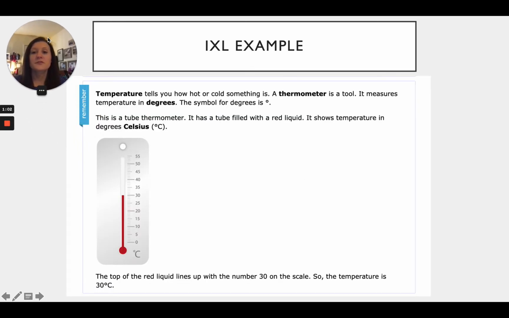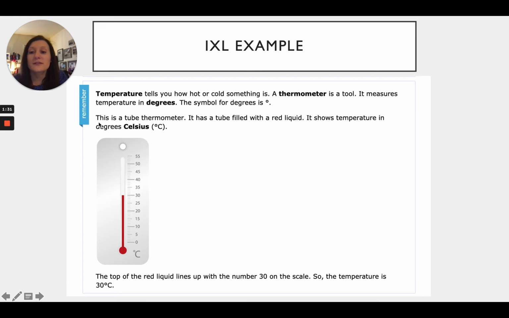Temperature tells you how hot or cold something is, and a thermometer is a tool that we use for that. It measures temperatures in degrees. The symbol for degrees is like a little O, but a little bit higher up. As we see here, it is smaller than the capital C, and it's also raised up.